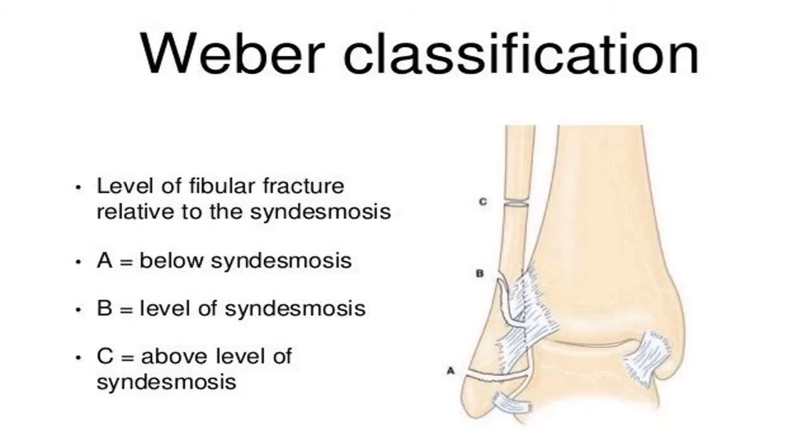We use the Weber classification to classify ankle fracture. This classification depends on the level of fibular fracture relative to the syndesmosis. If the fibular fracture is below the syndesmosis, this is Weber A. If the fibular fracture is at the level of the syndesmosis, this is Weber B. And if the fibular fracture is above the syndesmosis, this is Weber type C.